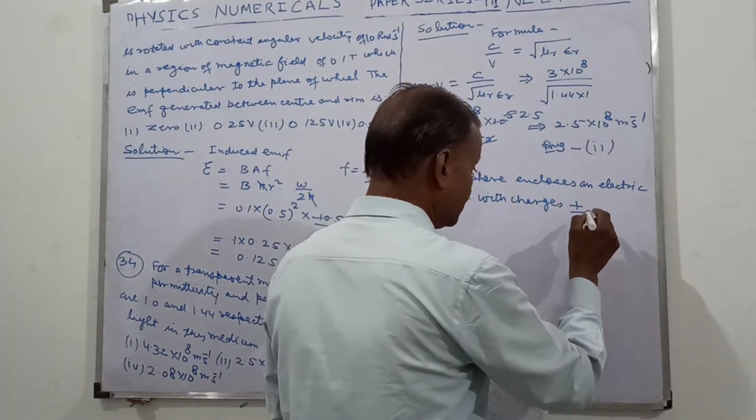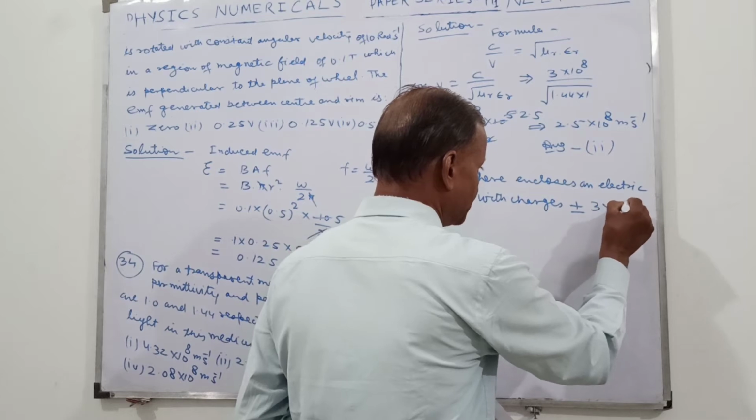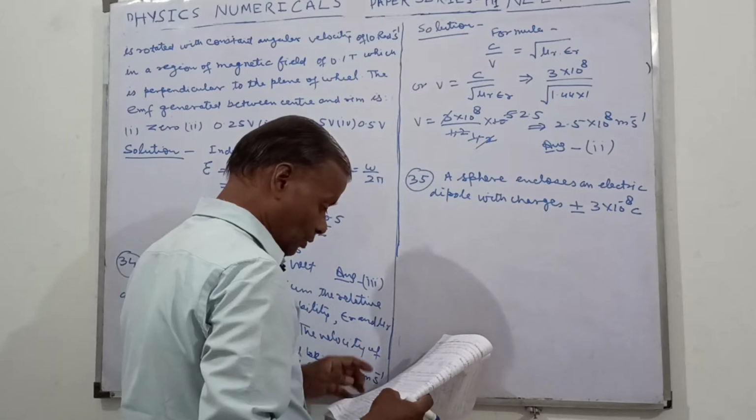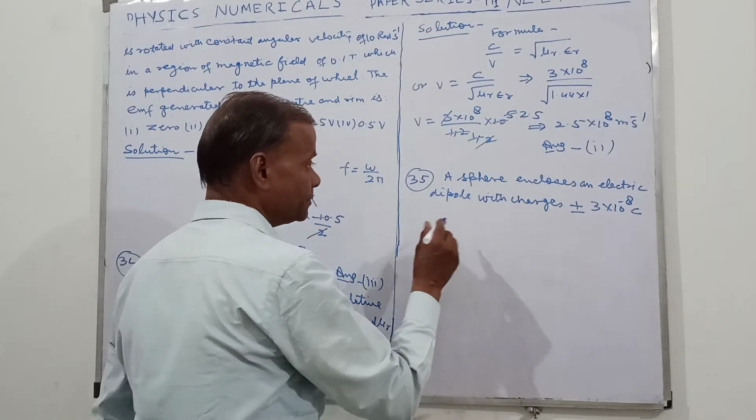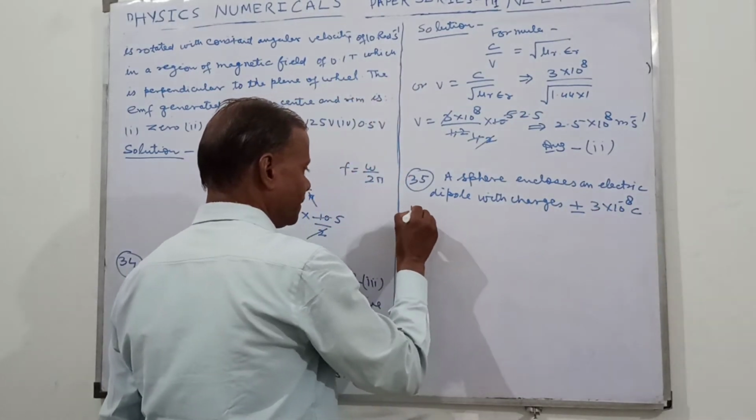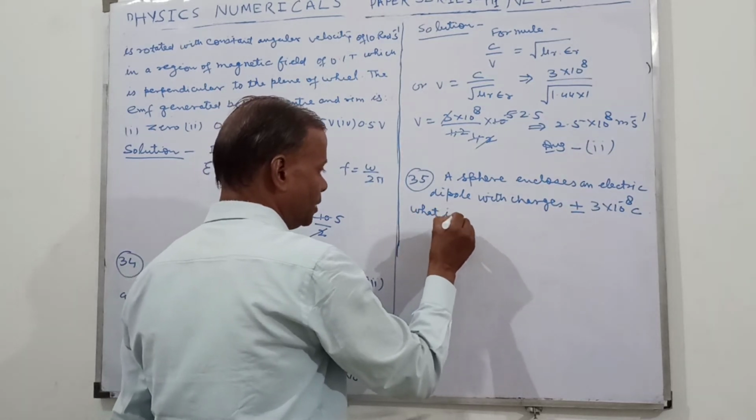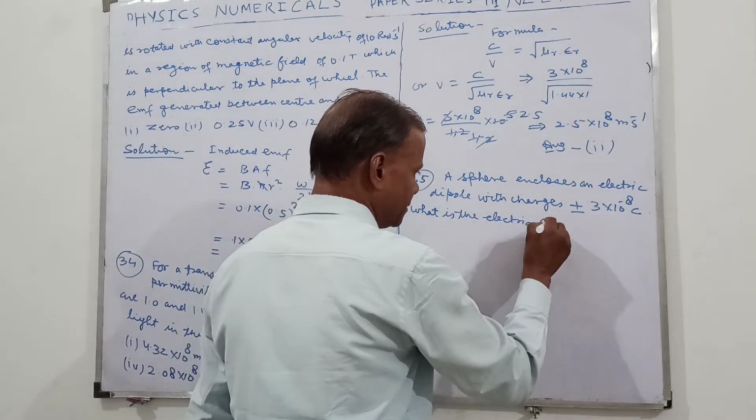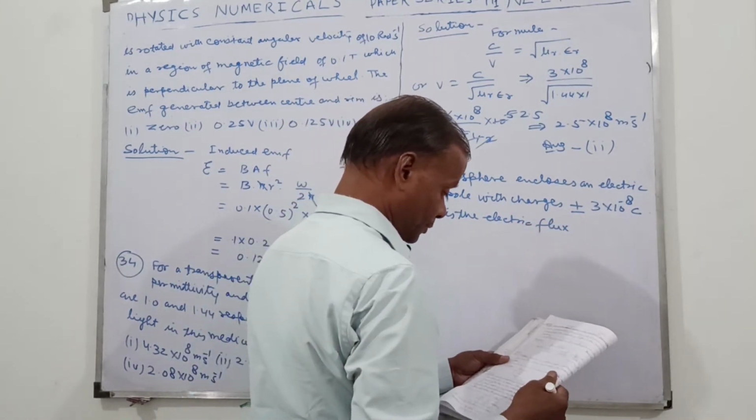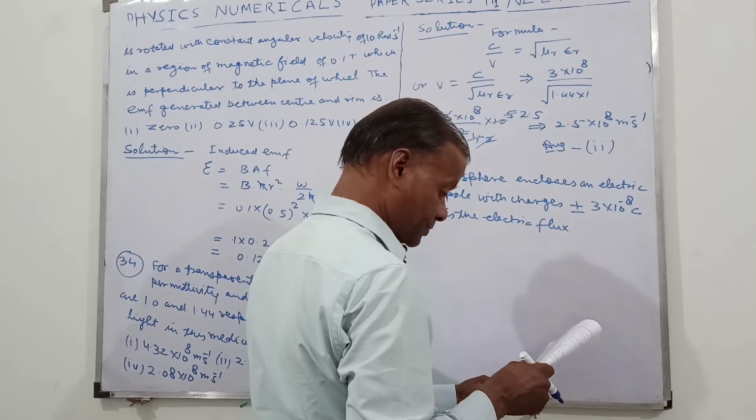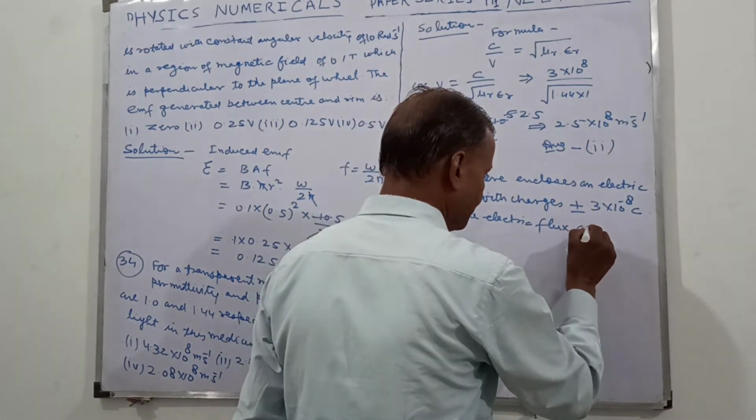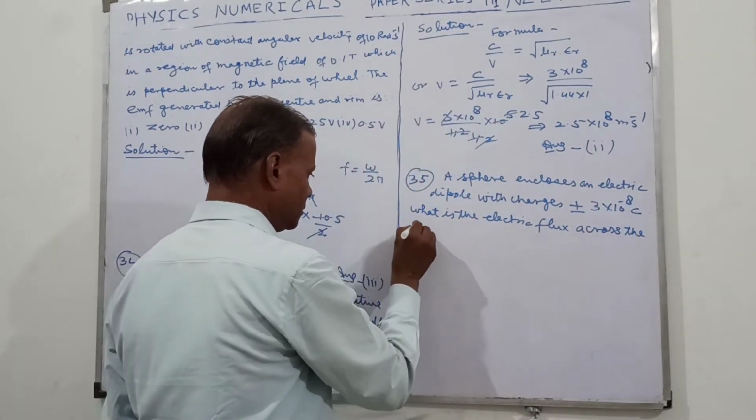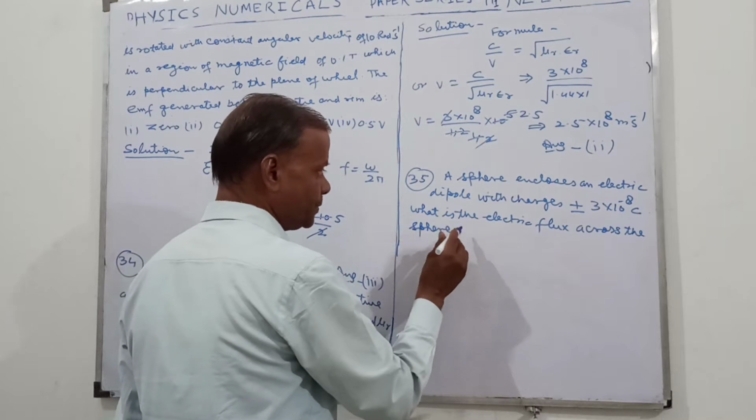Plus minus 3 into 10 raised to the power 8 coulomb. What is the electric flux across the sphere?